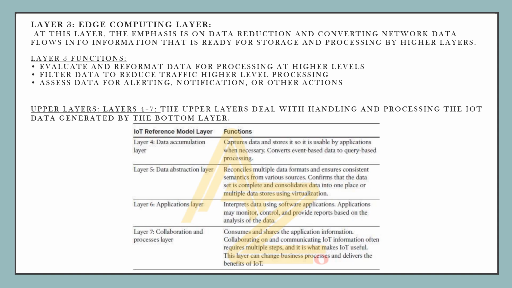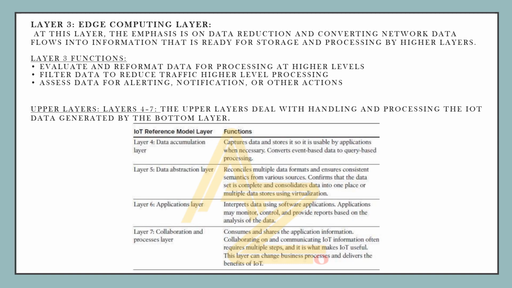And the fifth layer is the data abstraction layer. It reconciles the multiple data formats and ensures consistent semantics from various sources. It confirms that the data set is complete and consolidates data into one place or multiple data stores using virtualization. The sixth layer is the application layer. It interprets data using software applications. Applications may monitor, control, and provide reports based on the analysis of data.